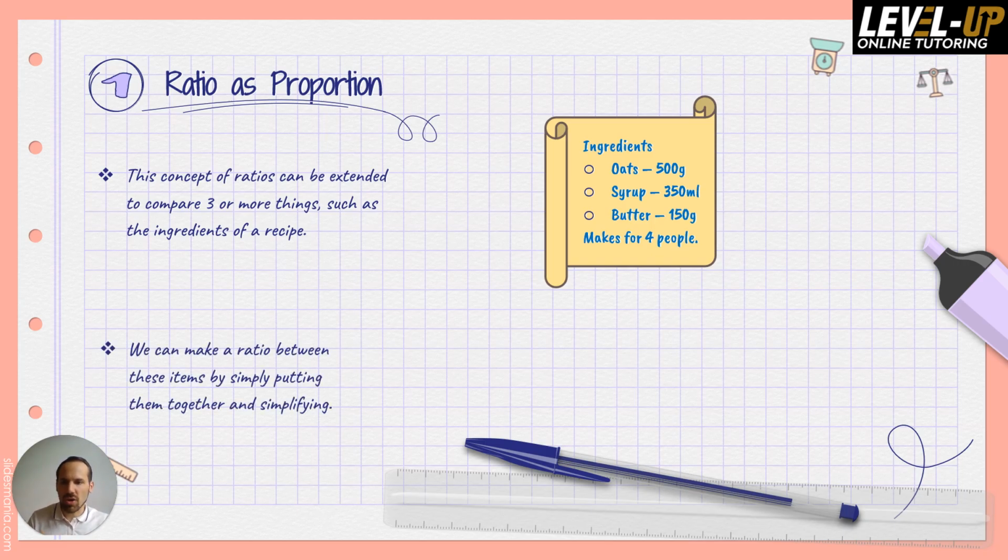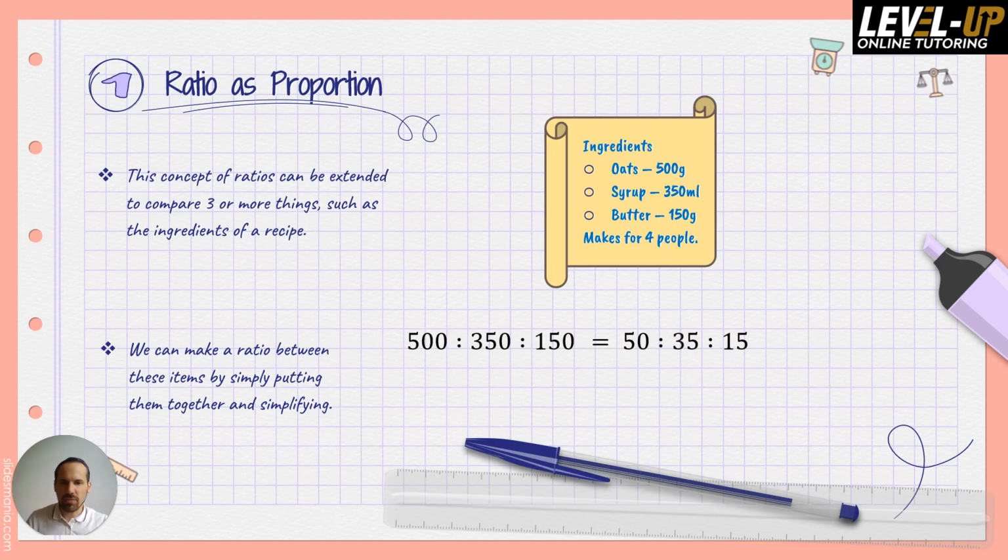So we can make a ratio between these items by simply putting the numbers together. If we wanted to express this mathematically, it would just be 500 to 350 to 150. You've got to be mindful of what each number is representing: the first one being oats, the next one being syrup, the next one being butter.